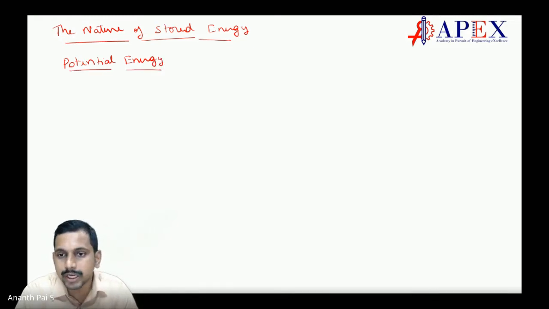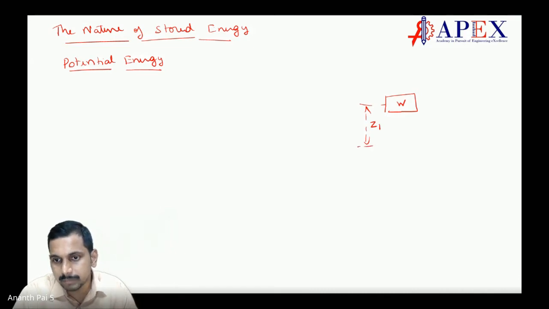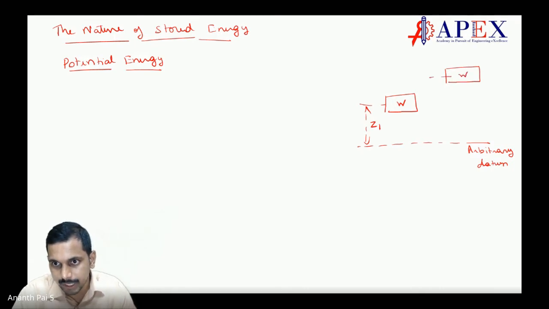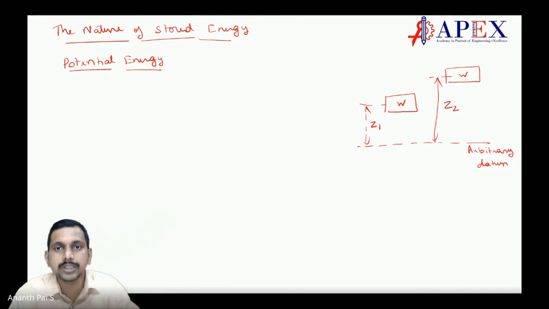When you take a weight, say W, from one datum, say Z1, to another place. This datum is arbitrary. From an arbitrary datum, I am taking W from Z1 and I will push this same W to Z2. So when I push it, the stored energy increases.